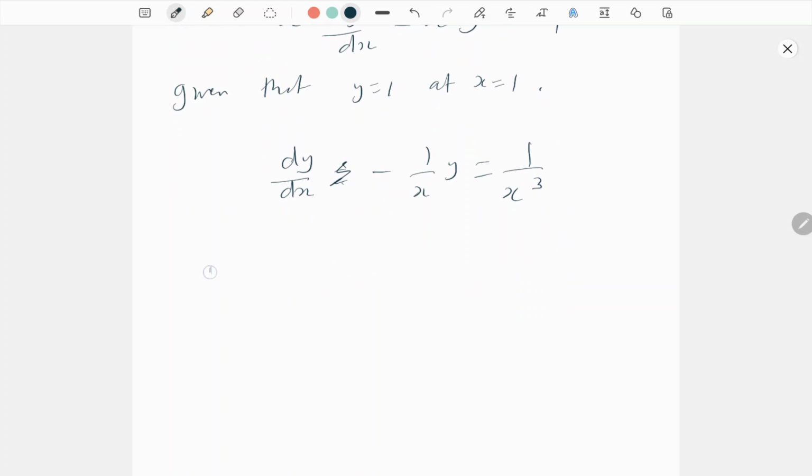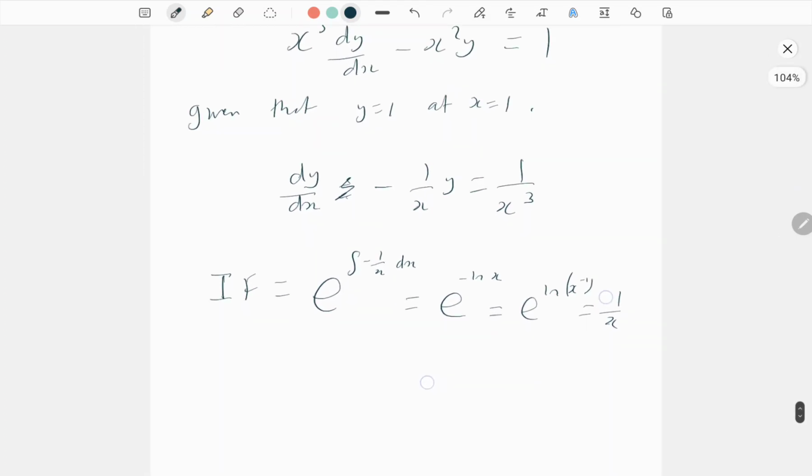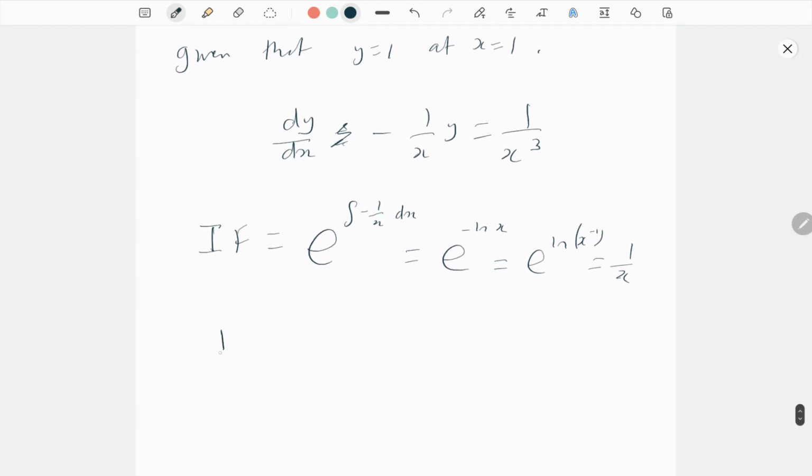So the integrating factor is going to be e to the integral of minus 1 over x dx, which is e to the minus ln x, which is e to the ln x to the power of minus 1, which is 1 over x. So that's our integrating factor. We're going to multiply our whole equation by that, so we get 1 over x dy by dx minus 1 over x squared y equals 1 over x cubed times 1 over x, which is 1 over x to the power of 4.